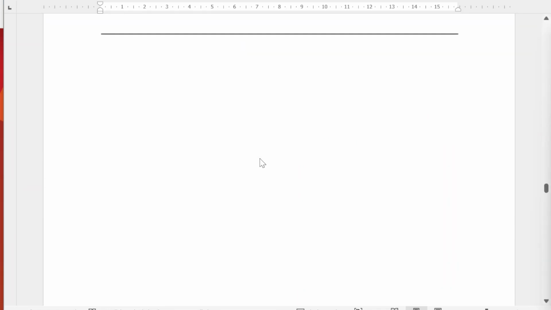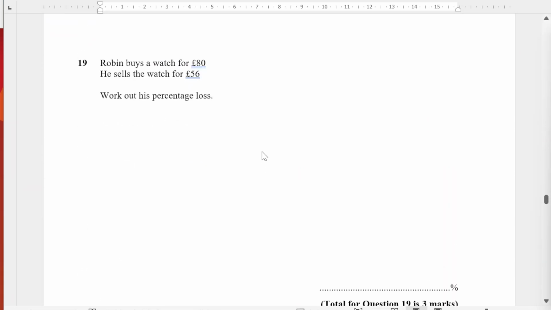Okay, question 19. Robin buys a watch for £80. He sells the watch for £56. Work out his percentage of loss. So percentage of loss is going to be equal to the change divided by the original amount times by 100. So the change is going to be 80 minus 56. So the change is going to be 24 divided by 56 times by 100.